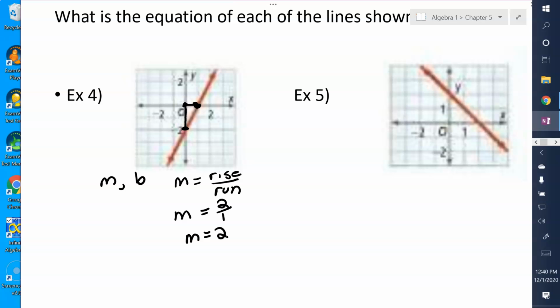The next thing I need is the y-intercept, and that's where the graph crosses the y-axis. And right there, that's where it's crossing. And so that is at -2. So then b equals -2. So my equation is just y equals 2x, so mx, 2x, plus b. B is a -2, so -2.